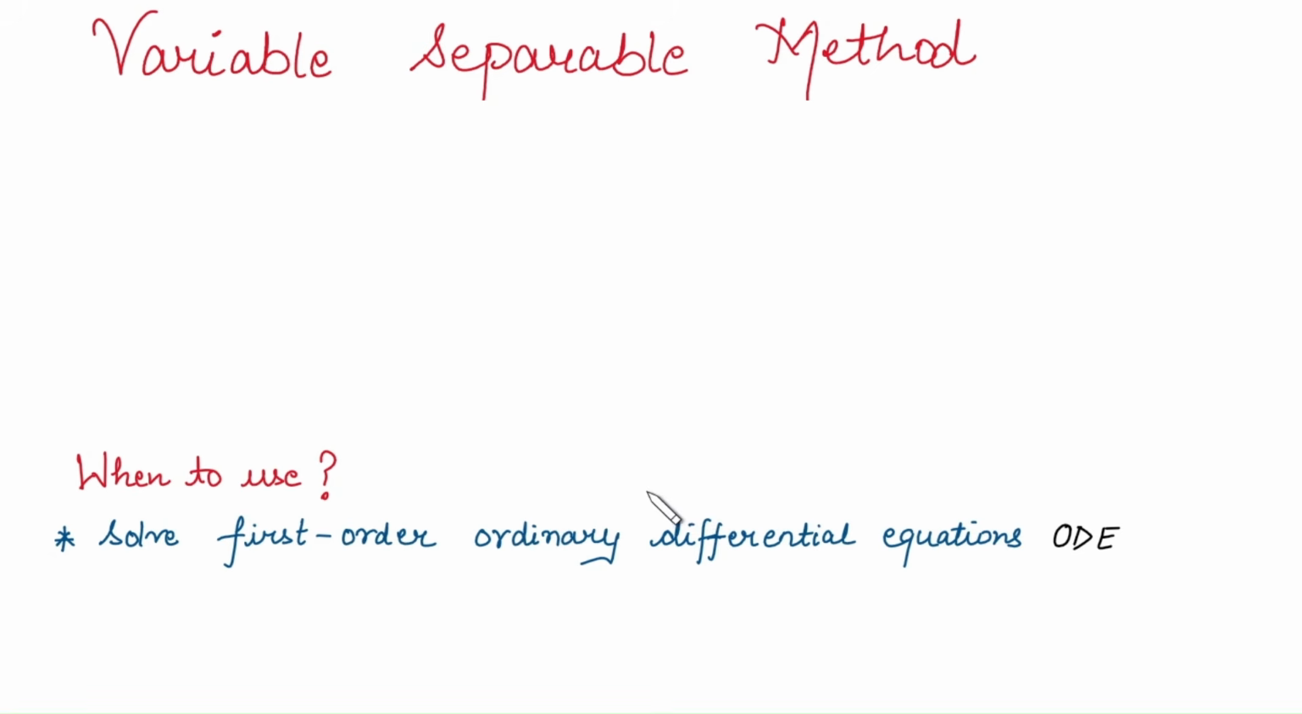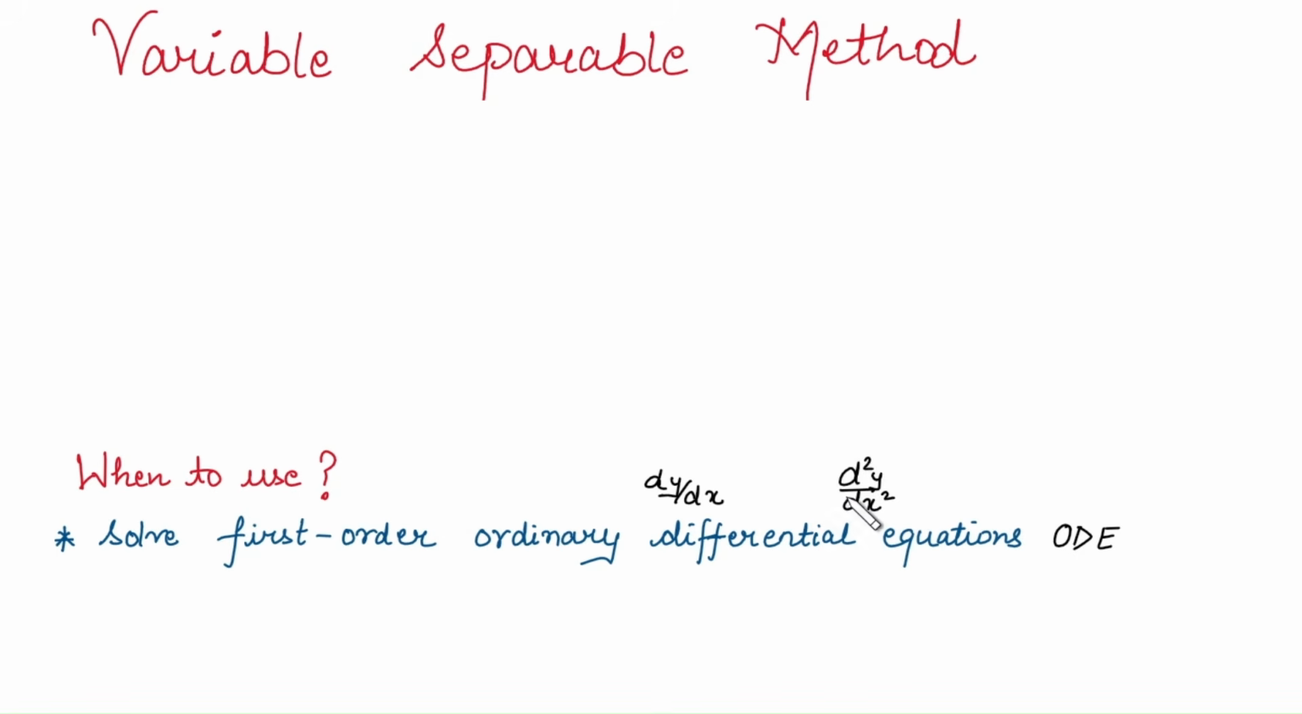Now, what do you mean by first order? A first order differential equation is the one in which the highest derivative is the first derivative. It means we are dealing with the dy by dx form, not with a higher order like d square y upon dx square, which means second order derivative, not the first.